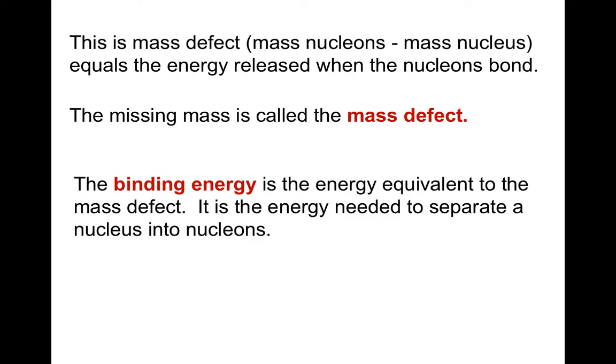Right? So lots of different things going on here. The missing mass is called the mass defect. You can convert that missing mass to find the binding energy. And that's the amount of energy that you have to put into the nucleus to separate the nucleons.